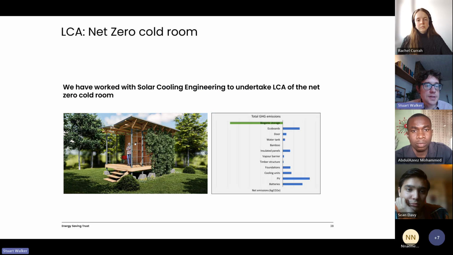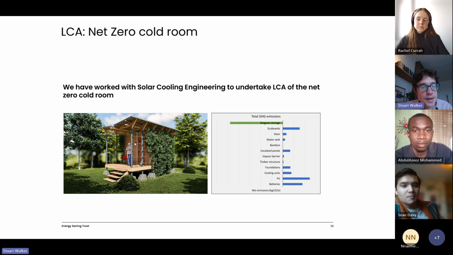Okay, so yeah, as Victor said there, we started developing the net zero cold room. So we're working at the moment with Solar Cooling Engineering and architects in Kenya and in Switzerland about designing this cold room. So this is the cold room design as it currently exists on the left there, and you can see this is the current impact that we've come up with for the cold room.